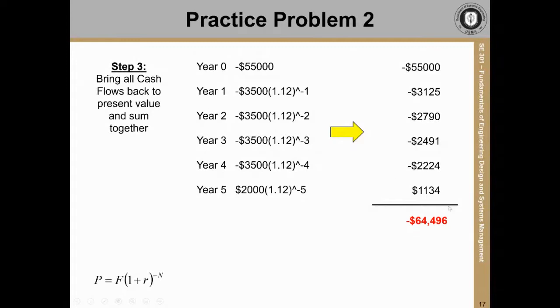And now all we have to do is sum those, and we get that the total life cycle cost of the Reese's solution is negative $64,496.